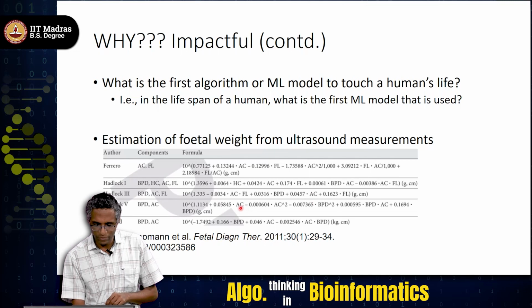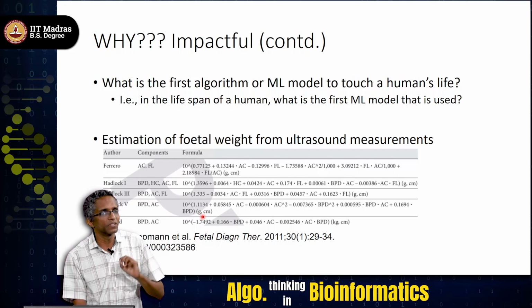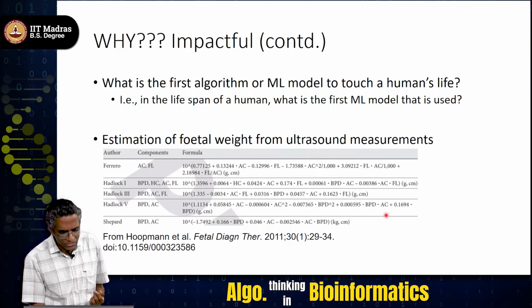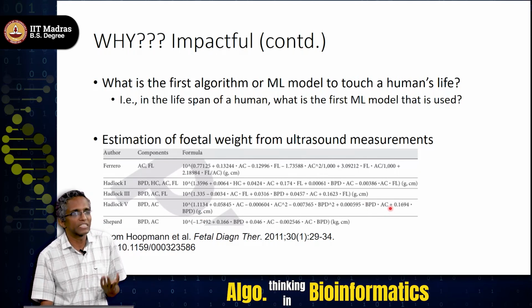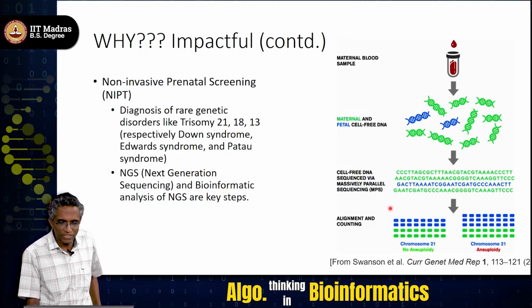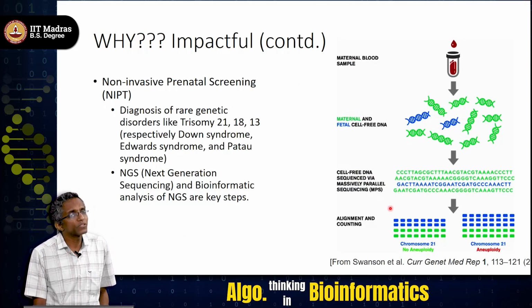Then you just replace AC squared, BPD squared, all of that, with those measurements of the baby. This is even before the baby is born. These are the fetal BPD and fetal AC, the fetal head diameter and the fetal abdominal circumference. Then this formula will give you the estimated weight of a baby, the predicted weight of a baby in grams. So, this is a machine learning model that touches our human lives even before we are born. And another example is along similar lines.